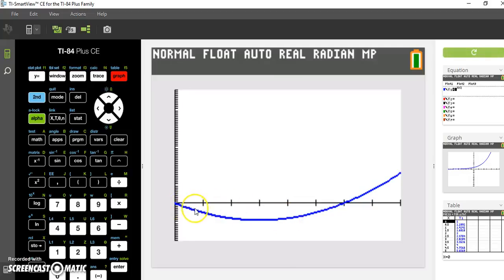Now, if a function, the position or f, is decreasing, that means the derivative, which is velocity, is negative. If the function is increasing, then the derivative, which is velocity, is positive. If velocity is negative, that means the particle is going left. If the velocity is positive, the particle is going right.